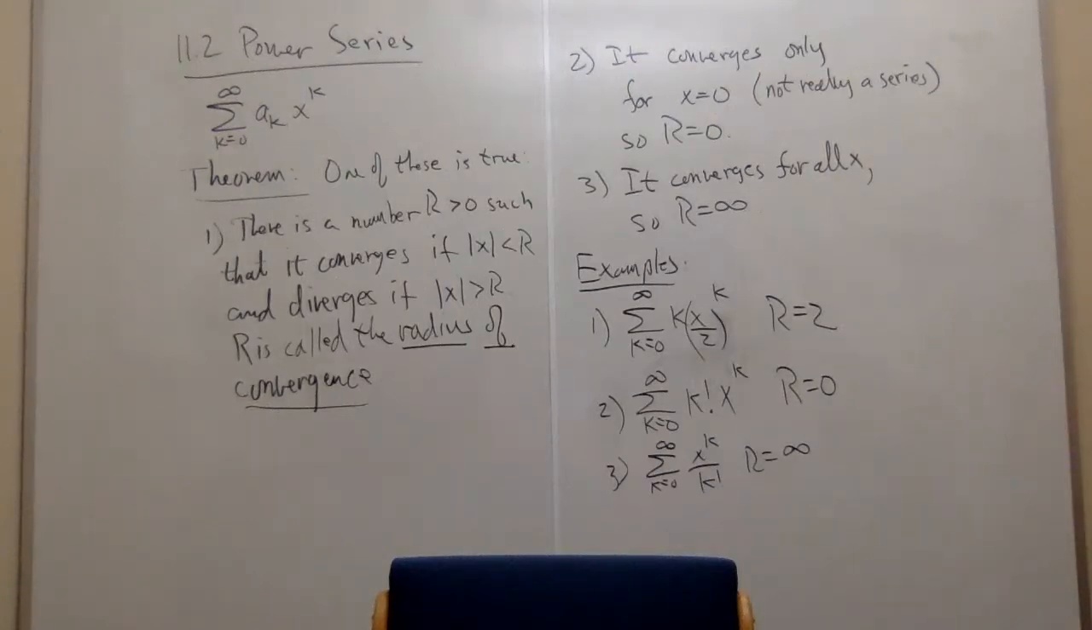The first example over here, I'll let you work out the details. We're not going to take time on the video, but you can show, and maybe there was a homework problem pretty much like this, you can show that r equals 2. That is, that series, the first one, converges if x is between negative 2 and 2, and it diverges if it's outside of 2 or negative 2, greater than 2 or less than negative 2.